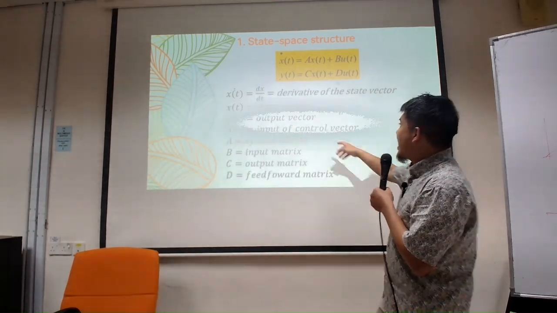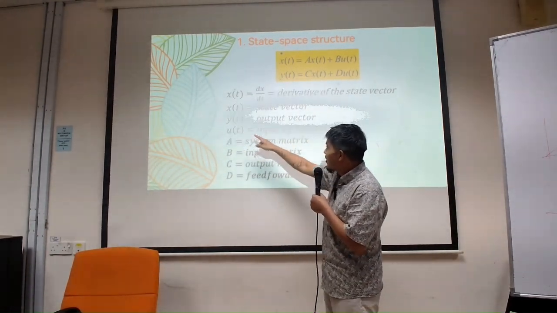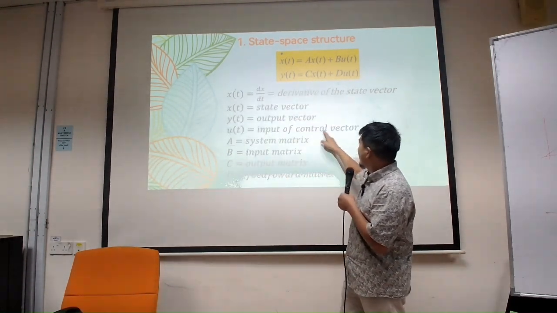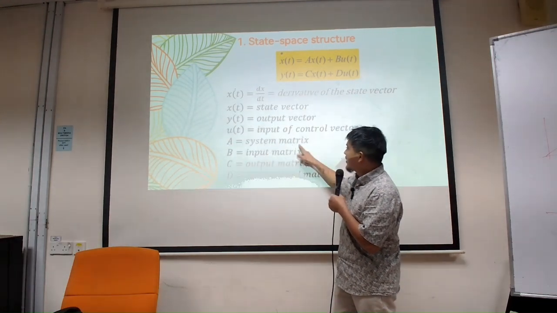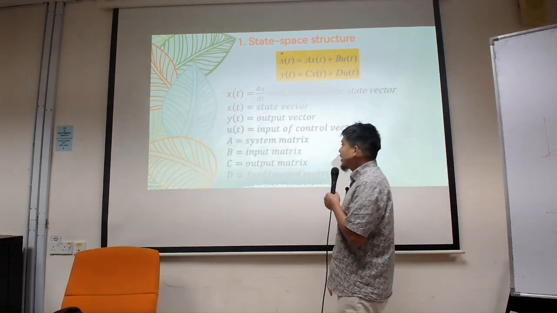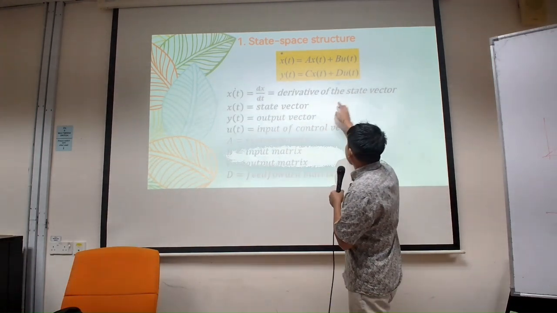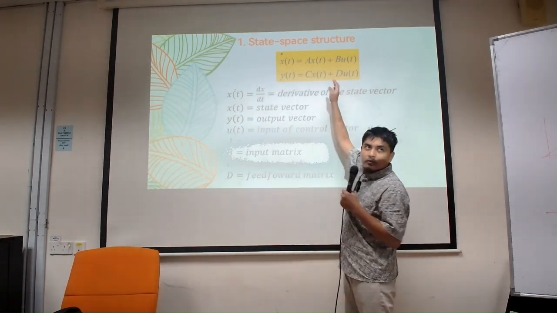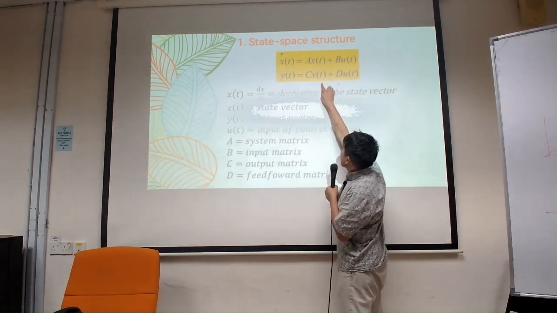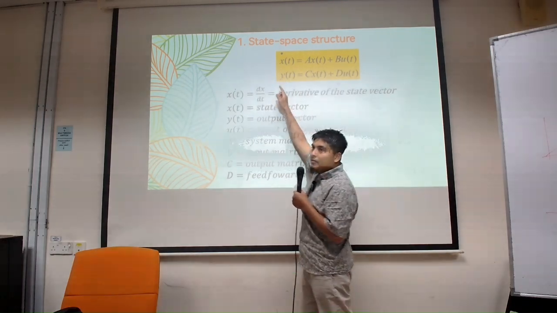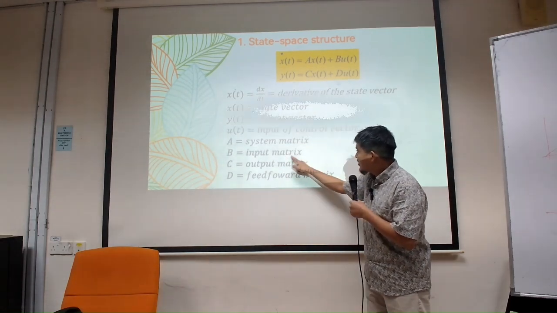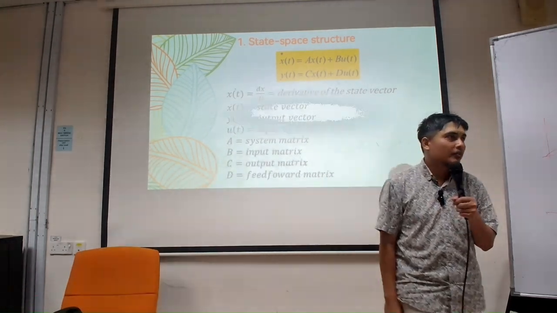Okay, and after that, x(t) refers to the state vector, y(t) is the output vector, u(t) is the input or control vector, A is the system matrix, B is the input matrix, C is the output matrix, D is the feedforward matrix. So you can see that u is the input, y is the output, x is the state vector, x dot is the derivative of the state vector. That's all. And then A, B, C, D are matrices.